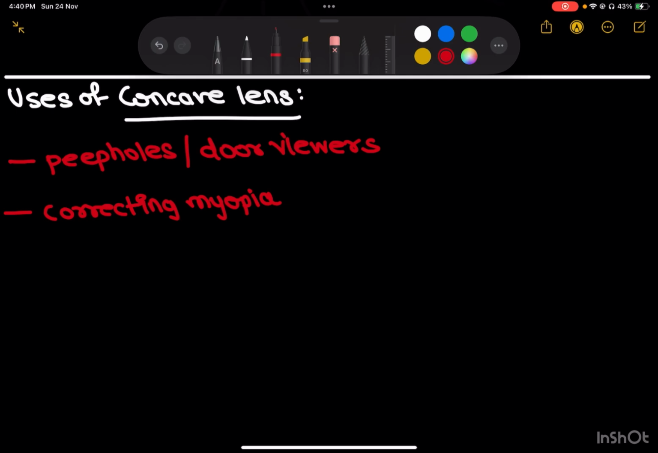Other than this, lenses are generally used in telescopes, binoculars, and all that. But there both the lenses are combined, so I didn't write all of that down. Anyways, we have covered all the topics for this part. We have seen mainly the image formation for both convex and concave lenses. Okay, so that's it for this part. Thank you so much.